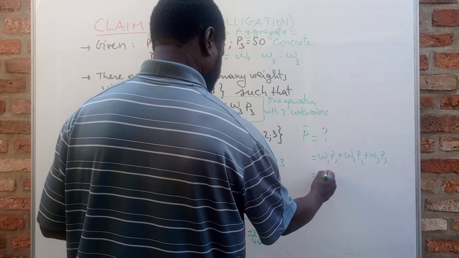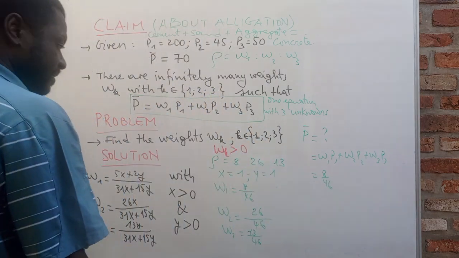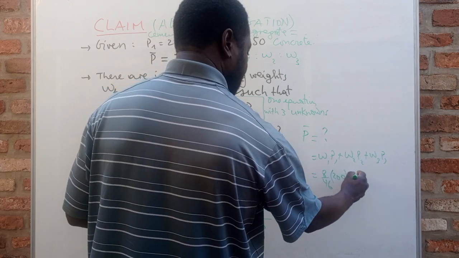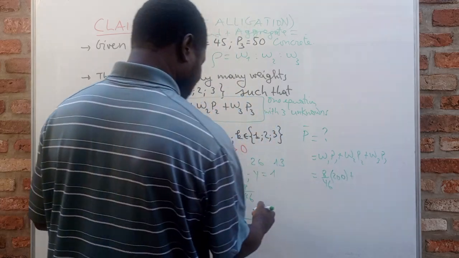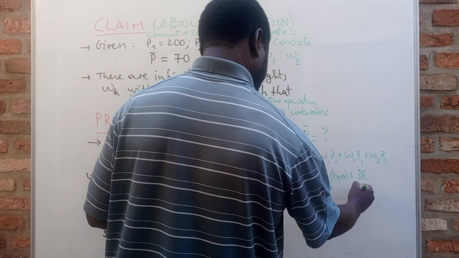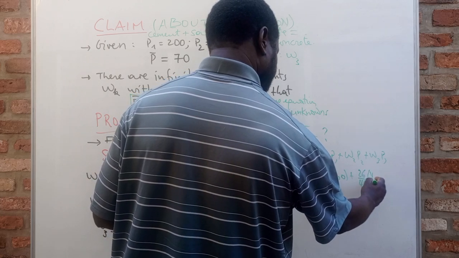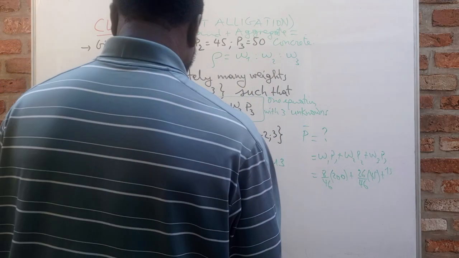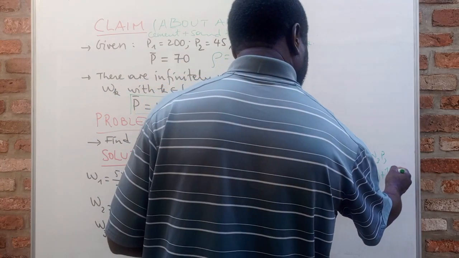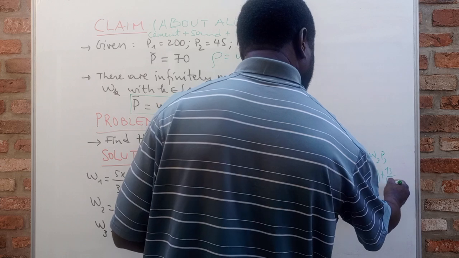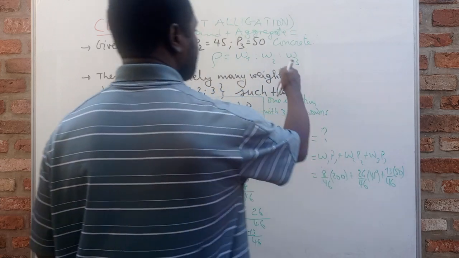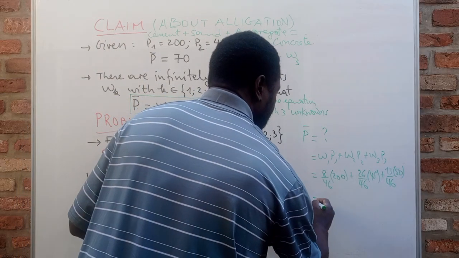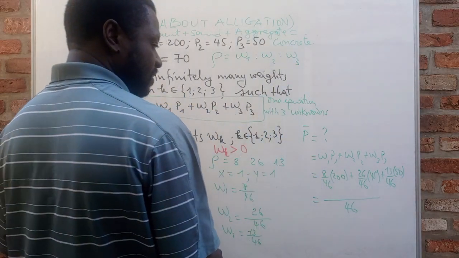So this is 8 over 46, plus 200 over here, plus now 26 over 46 times 45, plus 13 over 46 times 50. 50 is the third unit value, or unit price if you want. So I divide all of this over 46.